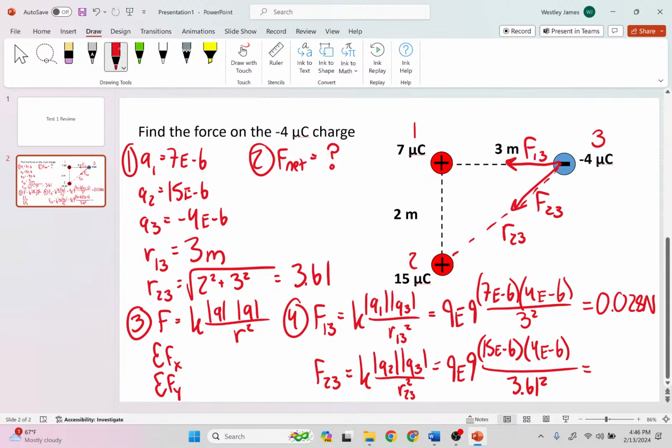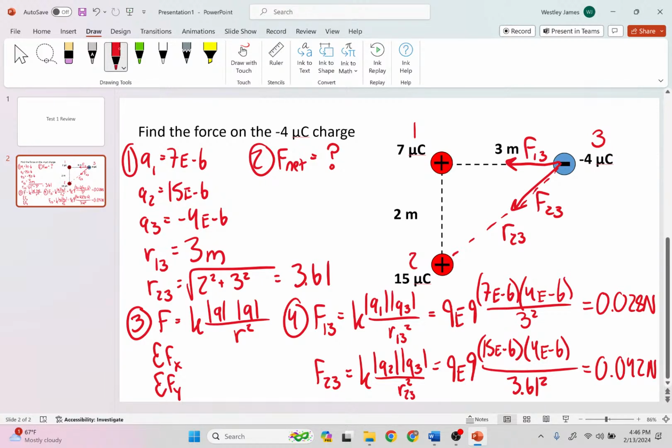0.028 newtons. And then we just repeat that with the other one. Replace that with that. 0.042 newtons. Okay. And if you just add those two numbers, you get the wrong answer. All right. They're vectors, y'all.